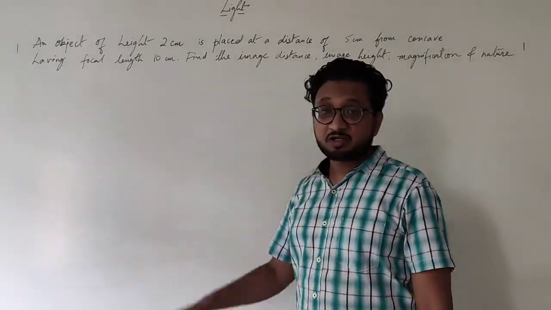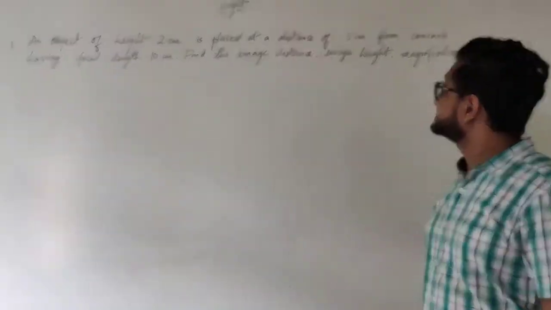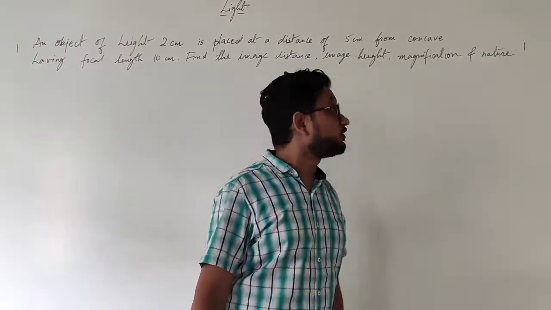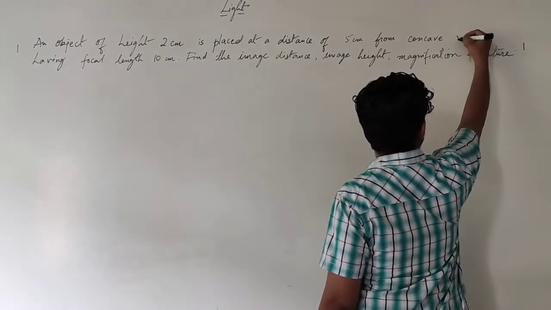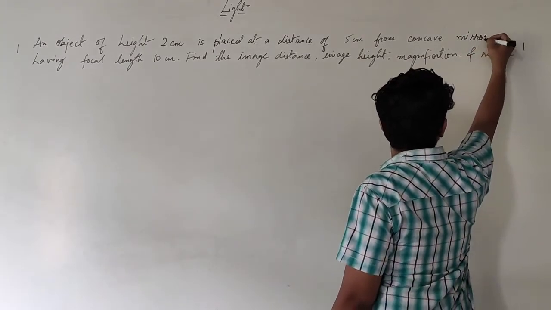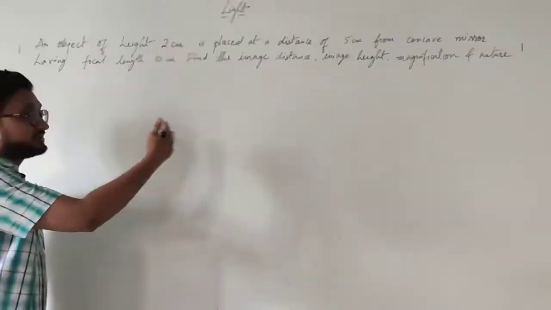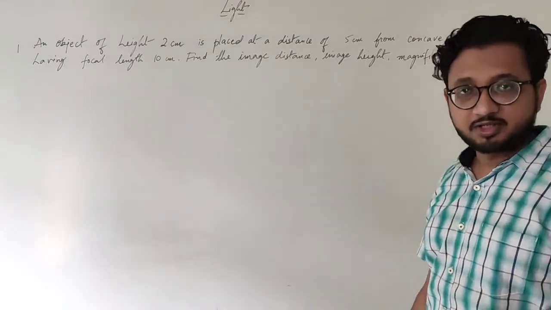So the numerical for today is: an object of height 2 centimeters is placed at a distance of 5 centimeters from a concave mirror having focal length 10 centimeters. Find the image distance, image height, magnification and ultimately the nature of the image.